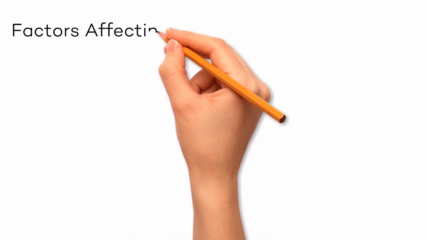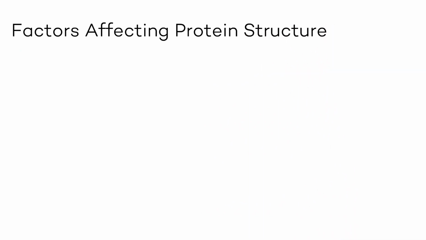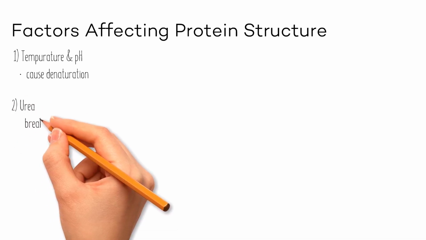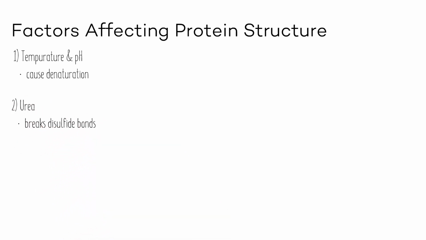But how do these structures get affected by different things happening in the body? For example, temperature and pH are going to cause denaturization. So at extreme levels of pH or extreme temperatures, we're going to have denaturization of our protein, so that it's not going to function properly. Another thing is urea. Urea can break these disulfide bonds located in the tertiary structure, and it can cause it to unfold into its secondary structure, and if severe enough, it can go all the way to the primary structure.